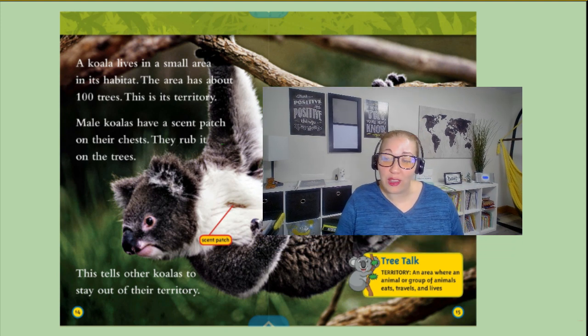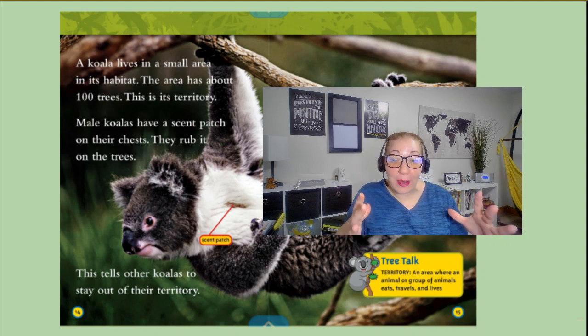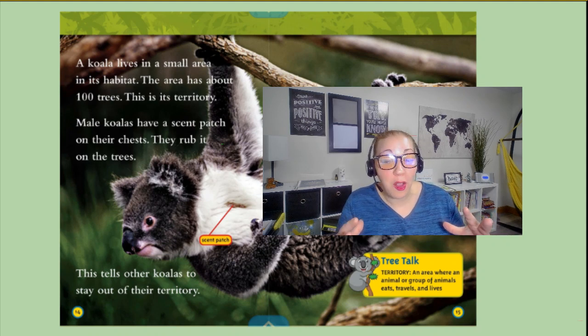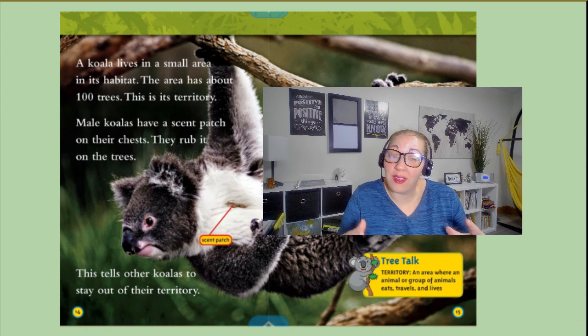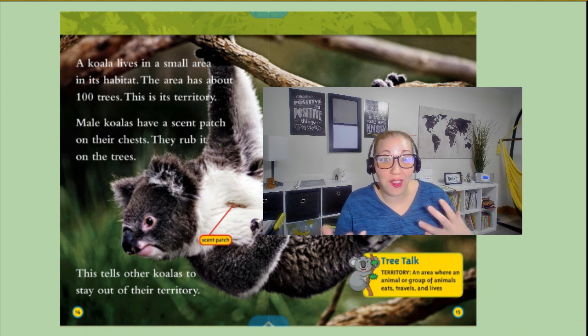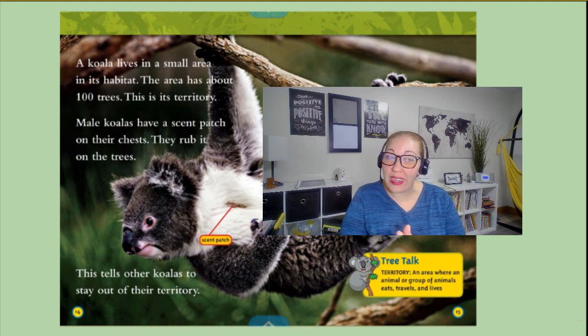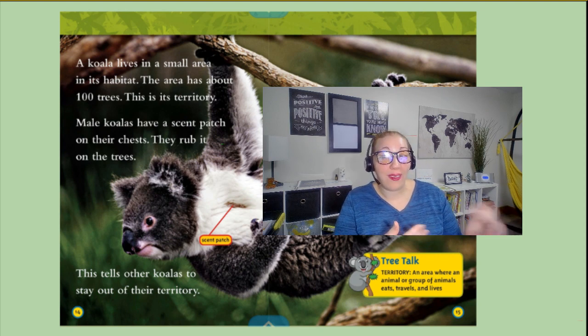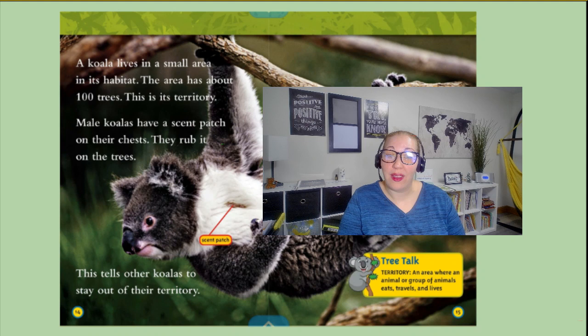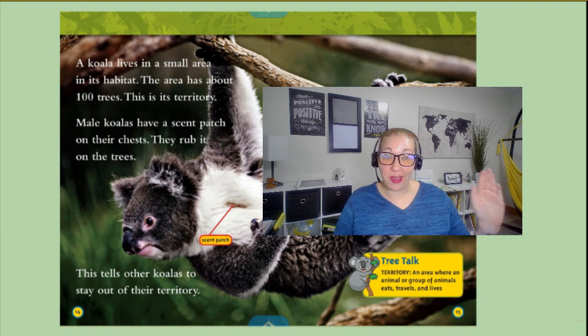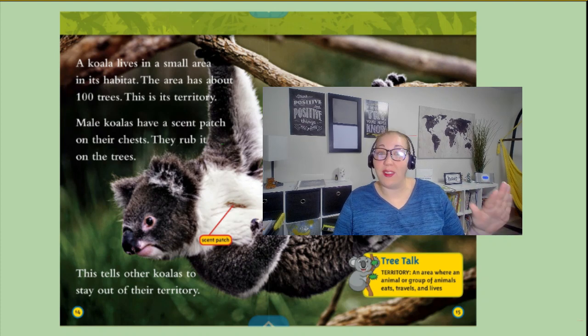So a territory is an area where animals or a group of animals eats and travels and lives. So kind of like your house is your territory, koalas have their own territory. And the males use a scent patch to rub on the trees to let other koalas know, this is my territory, this is my house.